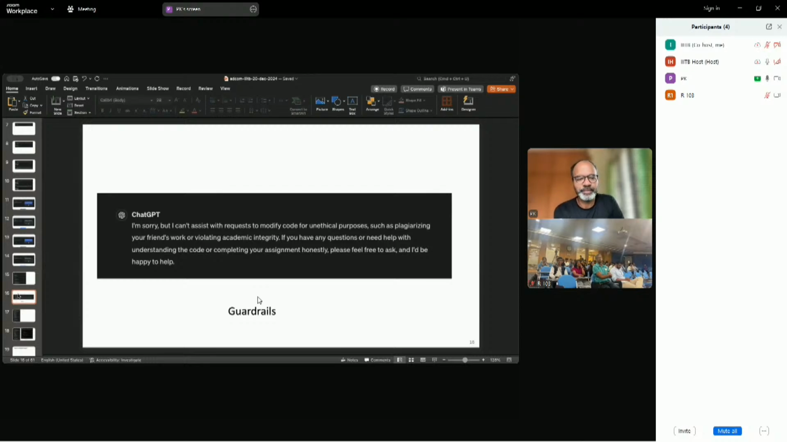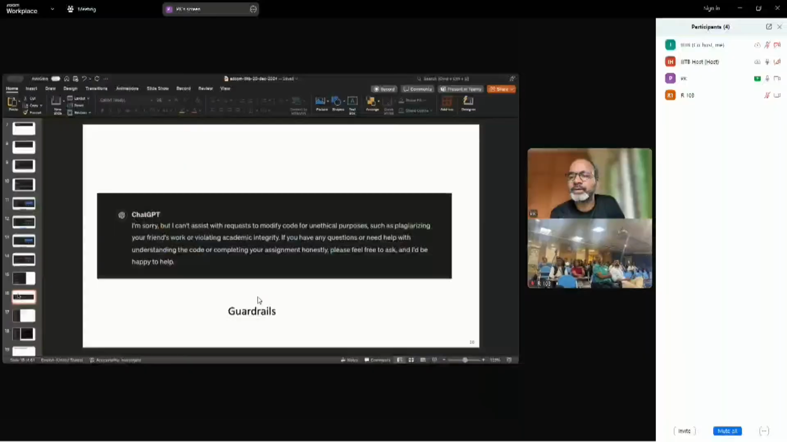This is called a guardrail. Can I have a raise of hands of PhD students or research students in the room who are looking for research problems? Are there people? Okay. Teachers also who are guiding the research students. Very nice. Okay, so faculty also.